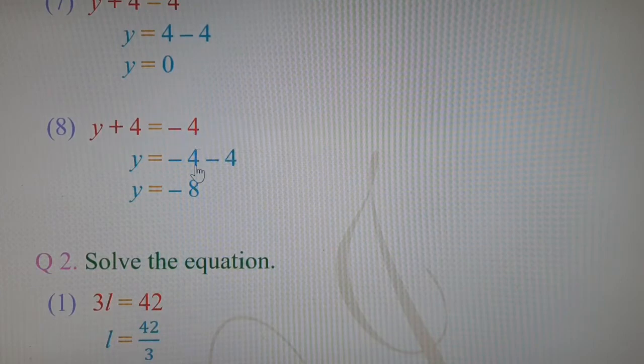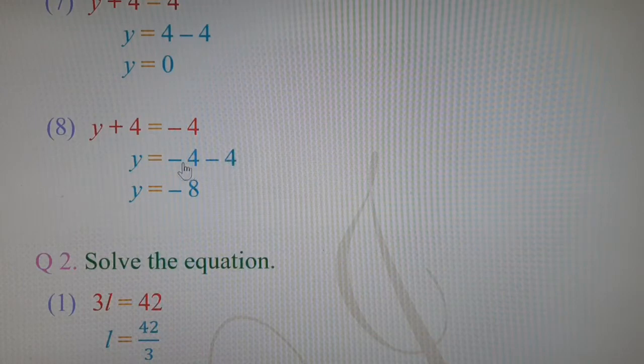So minus 4 we will get, because this plus 4, when it is transferred from left hand side to the right hand side, will become minus 4, and minus 4 is already there from first, and this plus 4, when it is moved to the right hand side, will also become minus 4. So in the next step, we'll get minus 4 minus 4, and that means we have to use the addition rule.